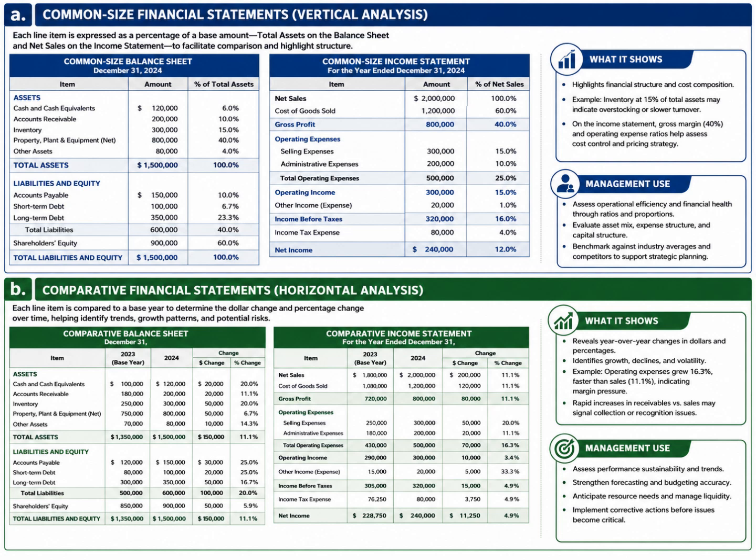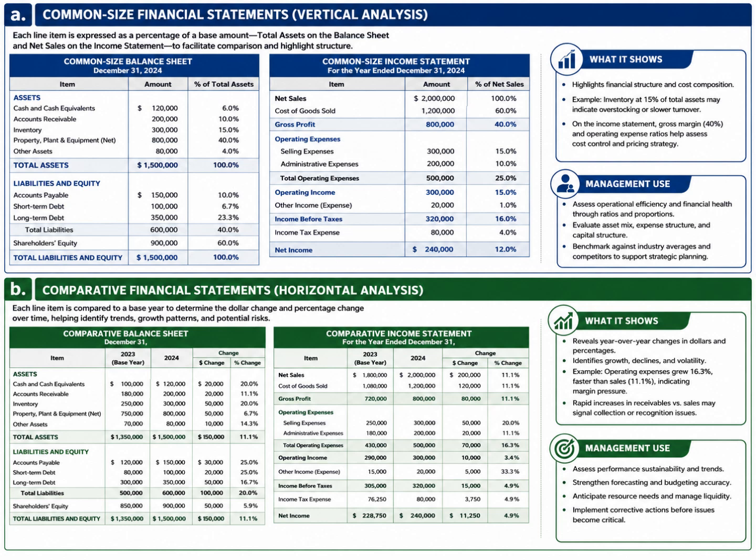B. Prepare comparative financial statement horizontal analysis. Horizontal analysis evaluates year-over-year changes by comparing financial statement items to a base year. Each line item's dollar change and percentage change are calculated relative to the prior or base period. This approach identifies growth patterns, volatility, and emerging financial risks.